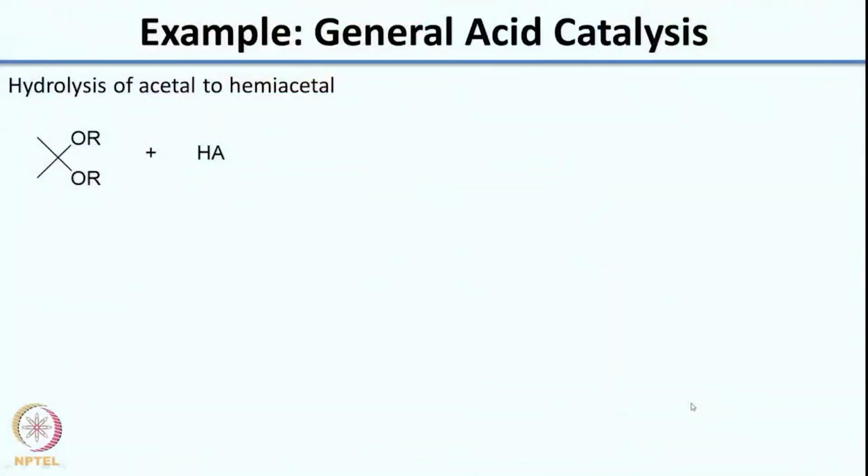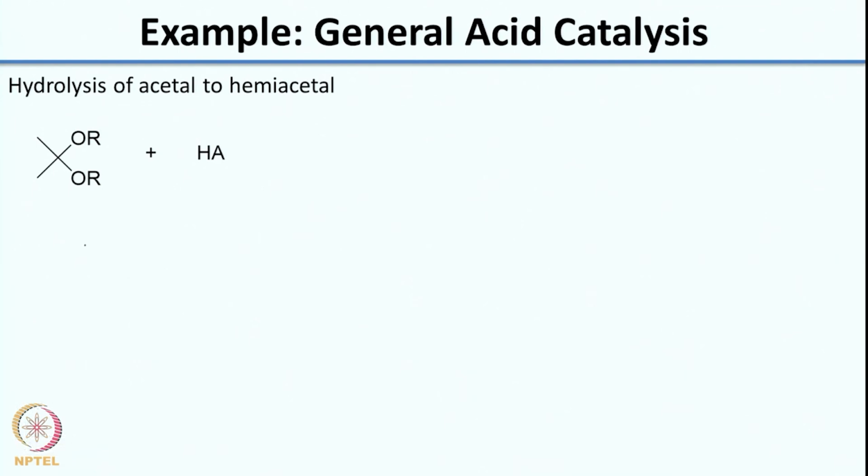Then we had also looked at examples of acetone and acetal hydrolysis. In acetone we had looked at both specific as well as general catalysis. In acetal we had only looked at specific acid catalysis, and I had asked you to work out the general acid catalysis. So, let us see if you were able to work it out. Hydrolysis of acetal to hemiacetal, how will you represent it when you are trying to represent it for general acid catalysis? Let us see if you got this correctly.